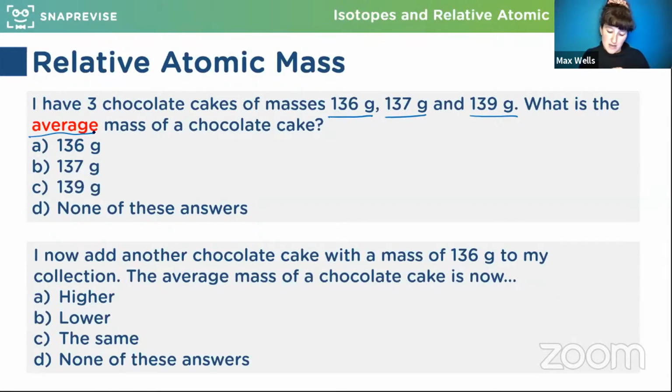So what do we reckon? A, B, C, or D? What is the average mass of a chocolate cake? Oh, we've got a mixture. Good, well done, thank you, D. We've got a mixture of answers.